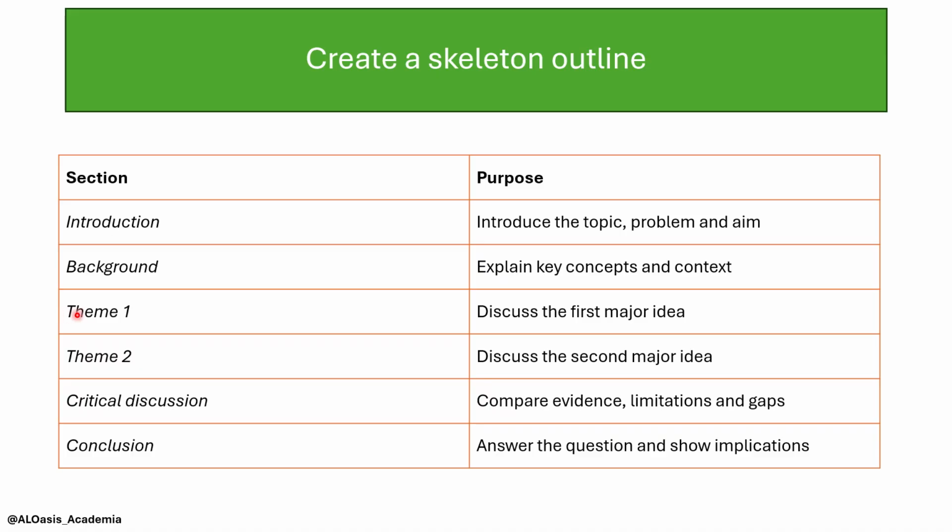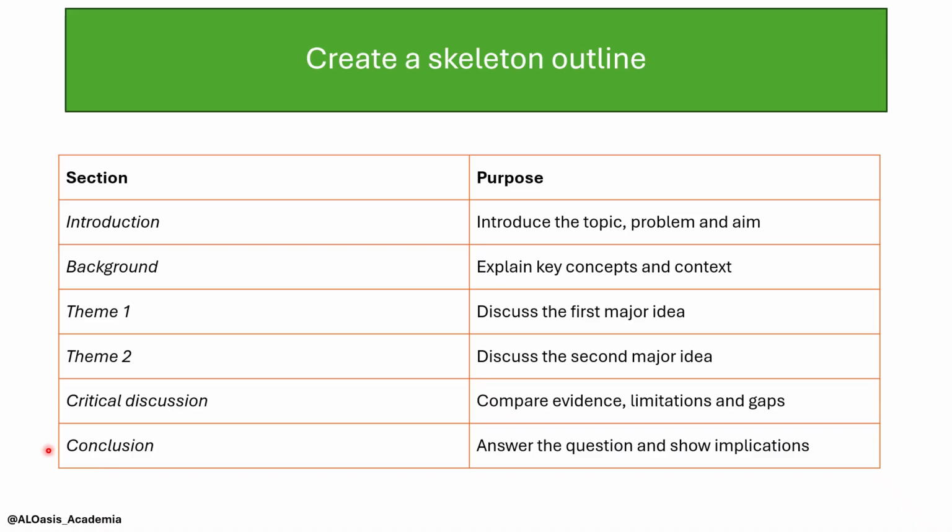Then you break down the main body of the paper into different themes. So for example, in one theme you discuss major ideas first and then discuss a secondary idea. As we said before, you need headings and subheadings, and each section would need to talk about a specific idea. Then critical discussion. You need to show some critical analysis by comparing evidence, highlighting limitations and gaps within the research. And finally, the conclusions, which try to answer the questions and show the implications of the research or the paper that you're trying to write.